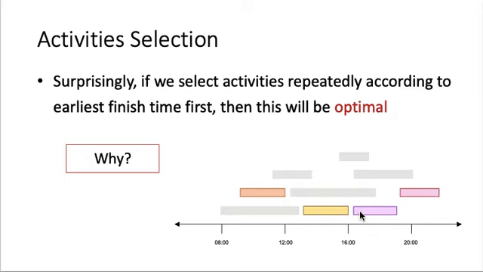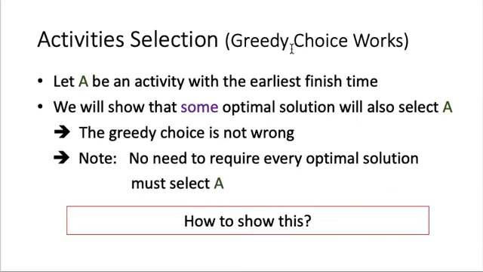And why is it optimal? So this is the hardest part of the greedy algorithm. So we need to show why this works. So let's see. The following is our reasoning why this is a good choice. First of all, let us use A to denote an activity with the earliest finishing time. Our target here is we want to show that some optimal solution will also select A.